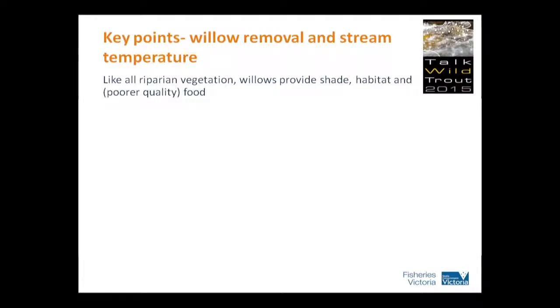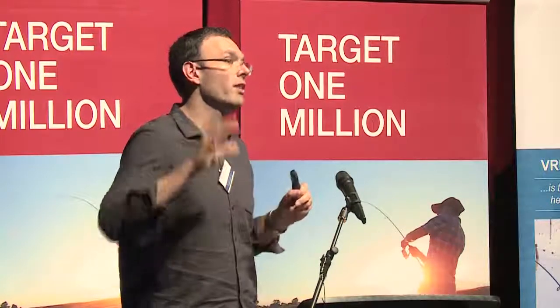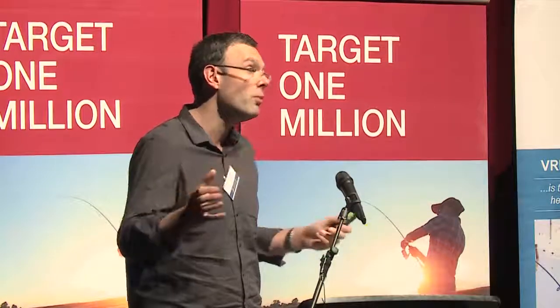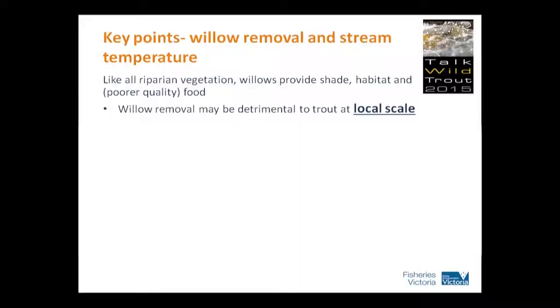Well, it's important to acknowledge, and you all here know this, and you're dead right. Like all riparian vegetation, willows do provide shade. They are keeping the stream cool. They are providing some branches into the stream, less so than gums, and their root masses can provide some habitat for trout, and they are dropping leaves in there that do provide trout food. And therefore, willow removal on a local scale can be detrimental to trout.